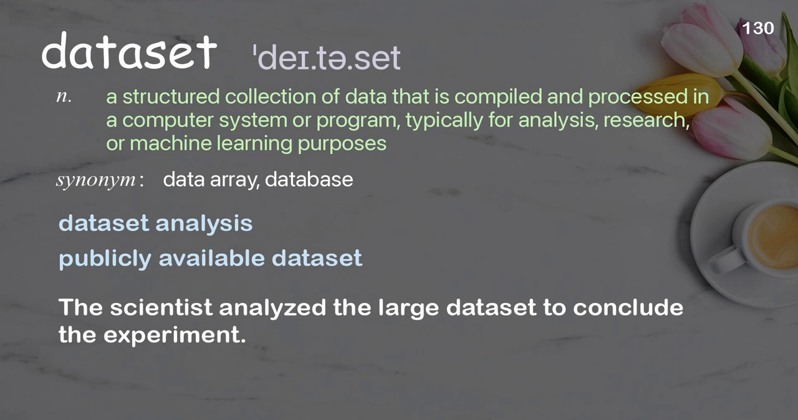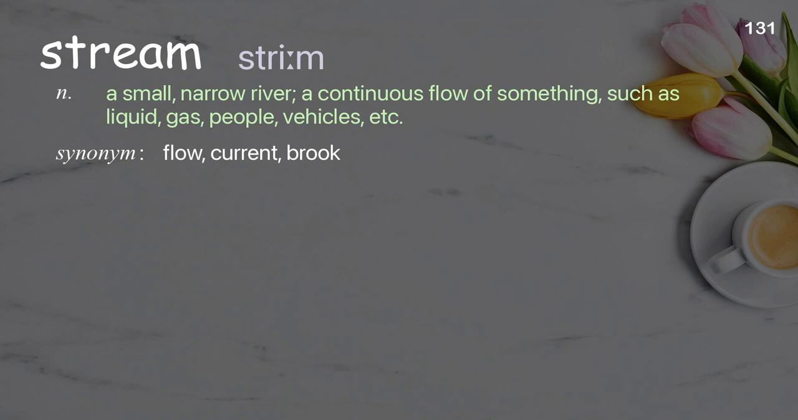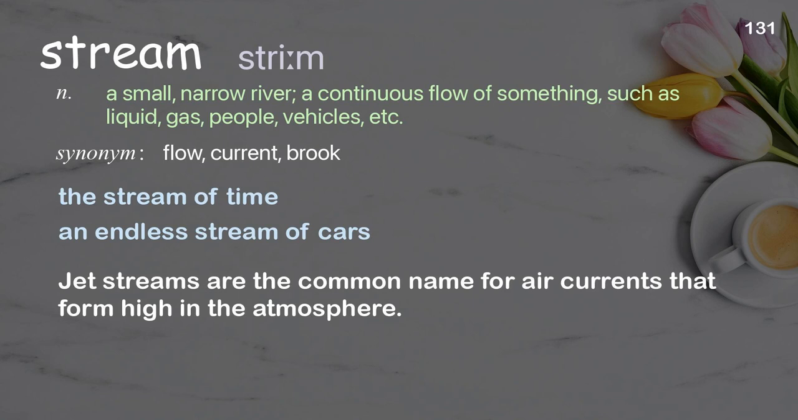Stream: a small, narrow river, a continuous flow of something, such as liquid, gas, people, vehicles, etc. Examples: the stream of time, an endless stream of cars. Jet streams are the common name for air currents that form high in the atmosphere.